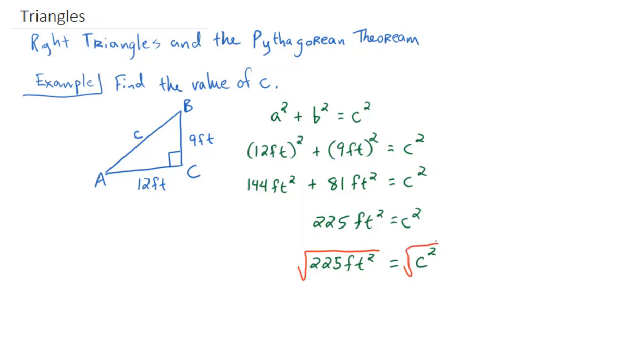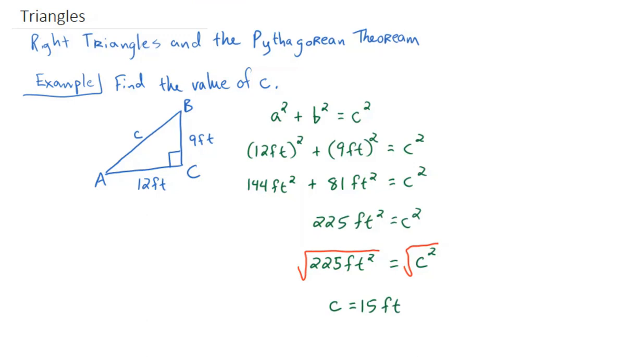Now, for those of you that have some robust algebra skills, you might remember that we need to do plus or minus the square root. But in this case, since we're dealing with side lengths, it's always going to be the positive. So we're only worrying about the positive side length. So this is going to equal 225 square rooted, which is 15, and feet squared square rooted is just feet. So c is 15 feet.